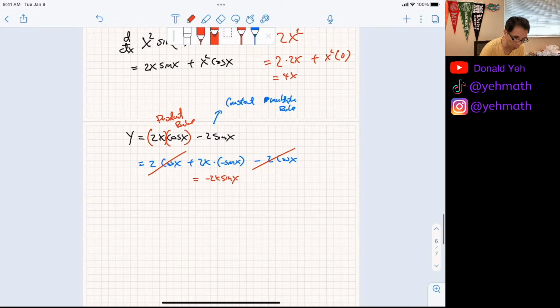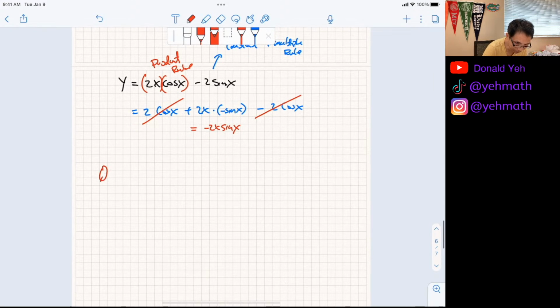Now I'm going to talk about one more rule. It's called quotient rule. What is quotient rule?